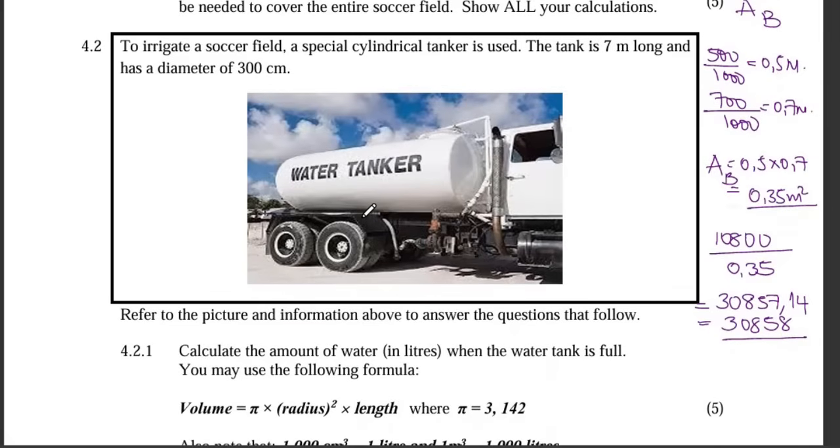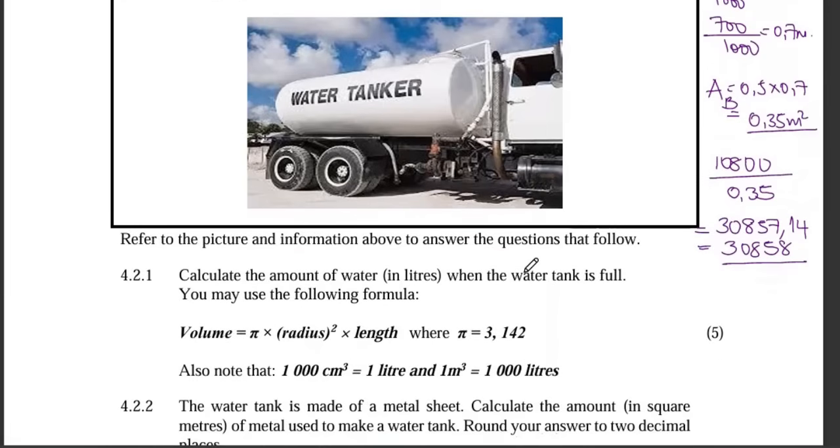To irrigate a soccer field, meaning to water the grass, a special cylindrical tank is used. The tank is 7 meters long and has a diameter of 300 centimeters. Calculate the amount of water in liters.